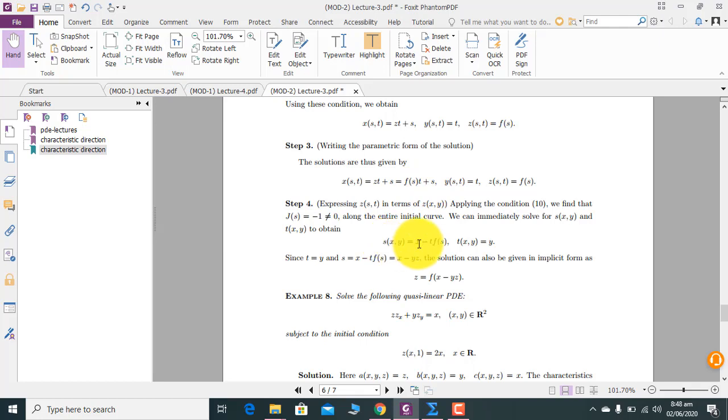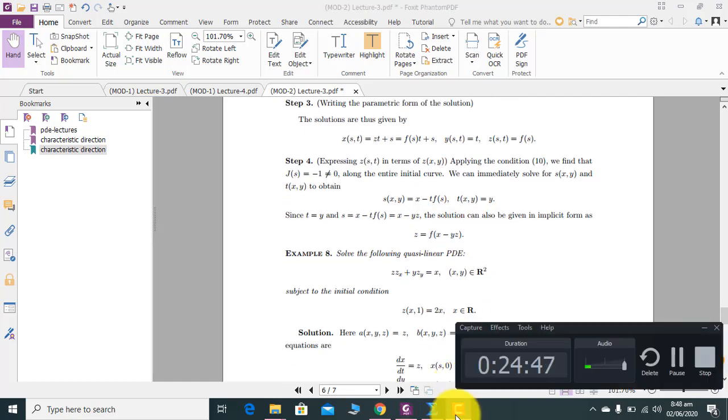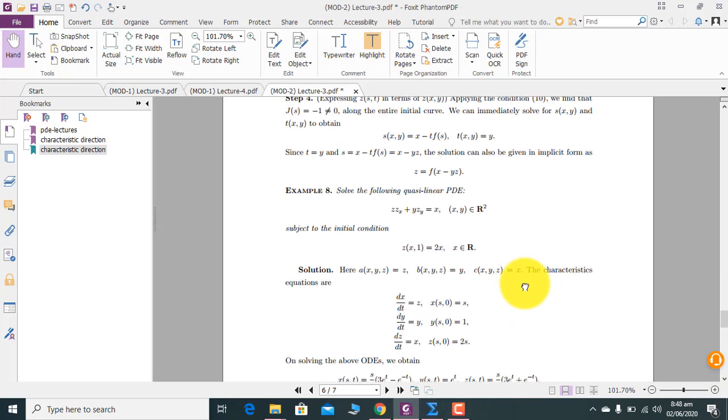Look, s can be written as x minus tf, and t is equal to y, so s can be written as x minus tf of s, or x minus yz, because you can also use z, no problem. So the answer of s is there, so z of s,t will be f of x, any function of x minus zy. That is your final answer. So this is the methodology from where you can solve initial value problems of quasi-linear partial differential equations.